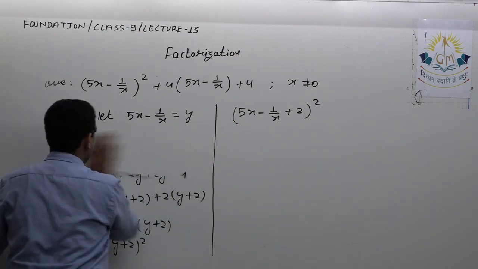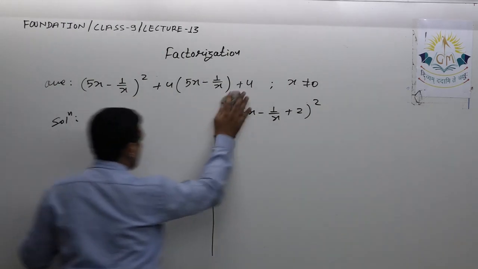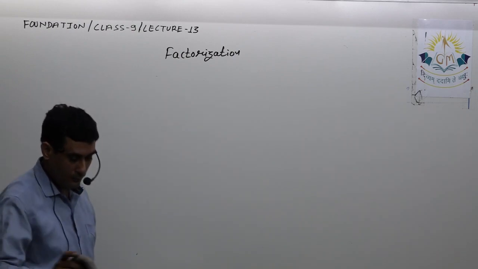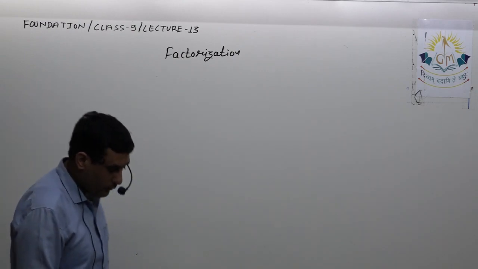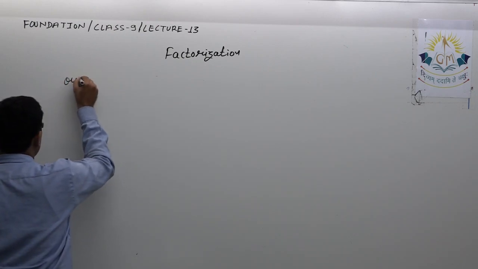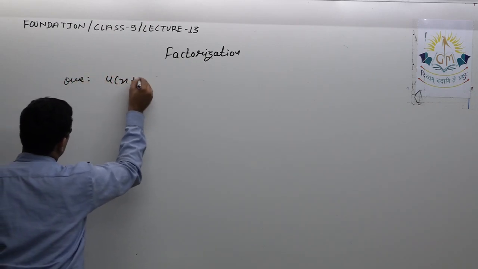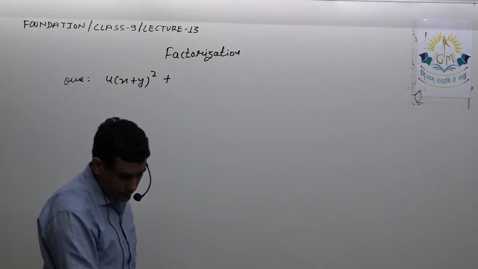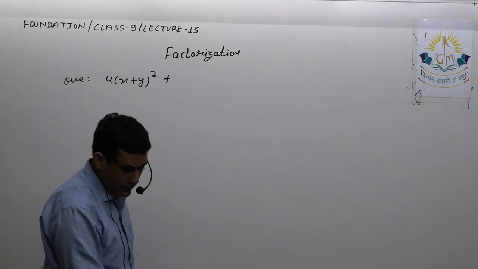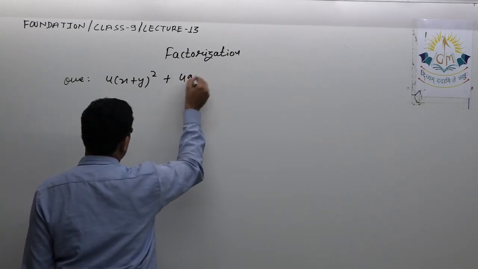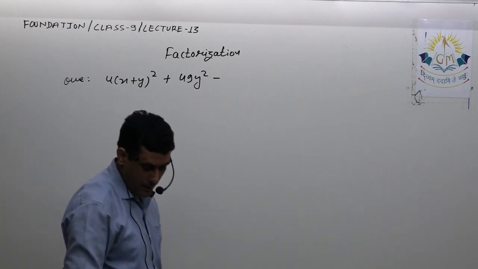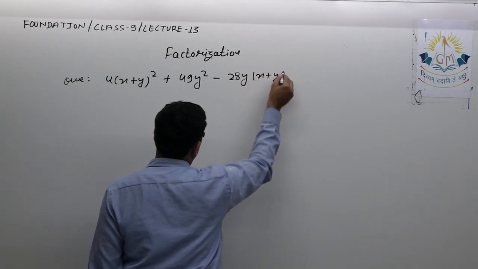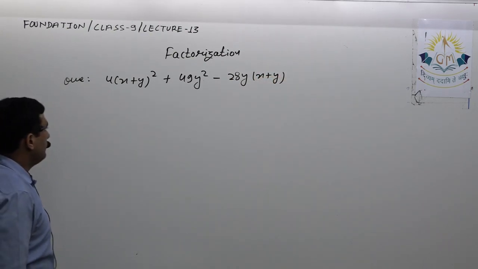So now let us see the next question. Okay, next is (4x plus y) whole square plus 49y square minus 28y into (x plus y). Okay, so now we have to factorize.